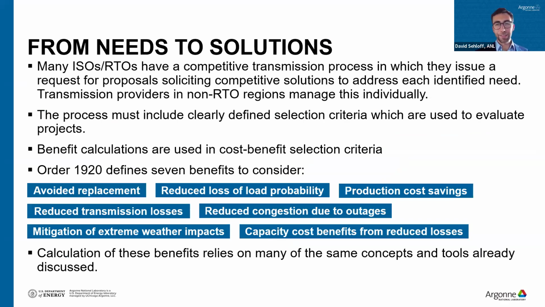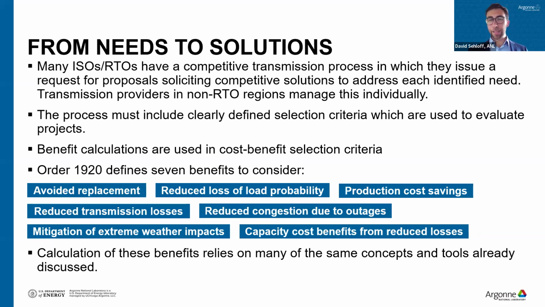So the last slide is just one brief slide on how we get from these needs to solutions. For many ISOs and RTOs, there's a competitive transmission process. So these needs translate to a request for proposals that solicit competitive solutions for these needs. And transmission providers in non-RTO regions have their own processes to manage this. What that process looks like can vary between transmission providers. But there has to be clearly defined selection criteria in a competitive transmission process.